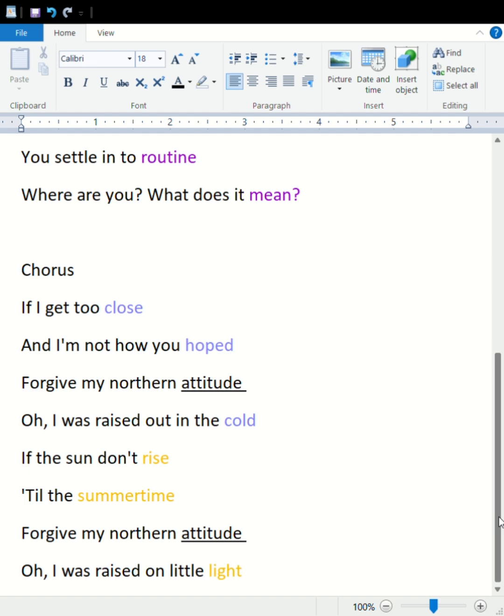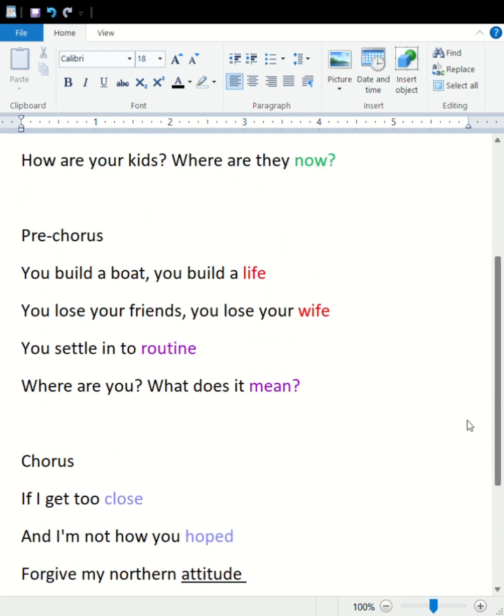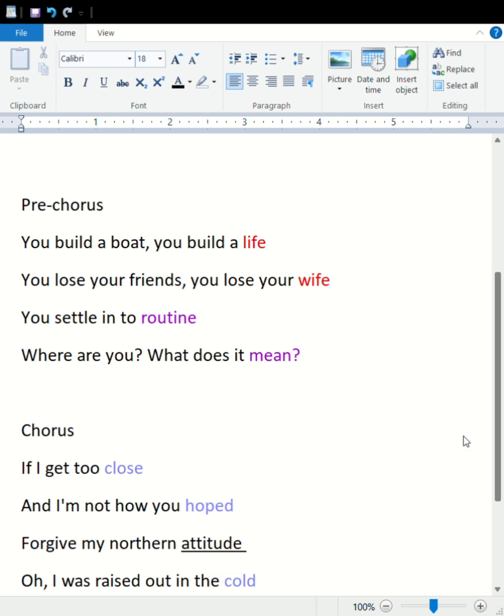You build a boat, you build a life, you lose your friends, you lose your wife, you settle in to routine, where are you, what does it mean?